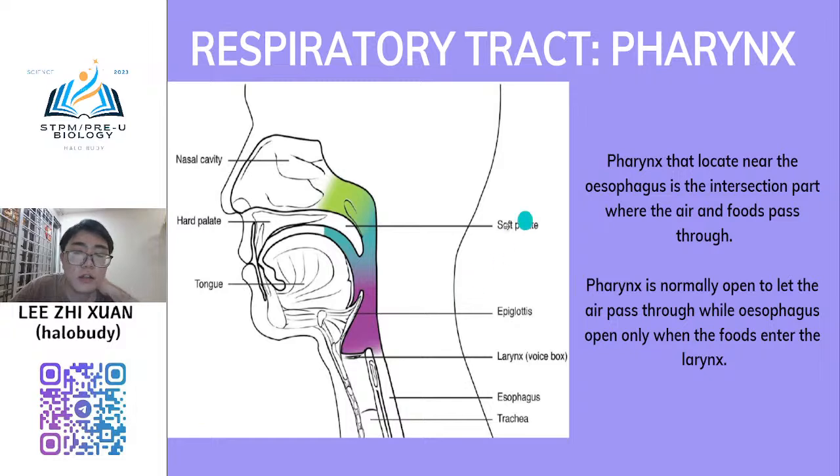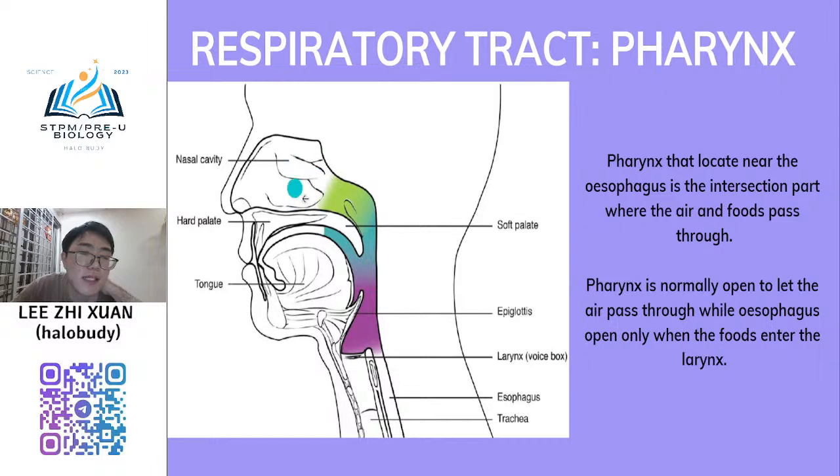So actually you don't need to know the soft palate, epiglottis, all that. You just need to know that we have a structure called the pharynx. So what is the function of the pharynx? The location of the pharynx is the intersection of the oesophagus and the airway, where the air and food pass through. So actually it is the intersection part.